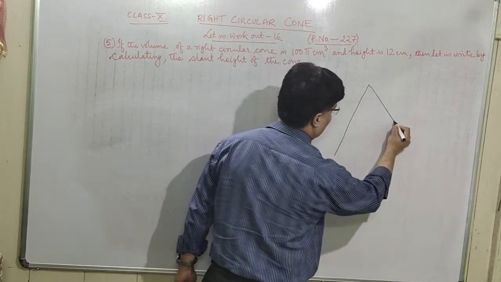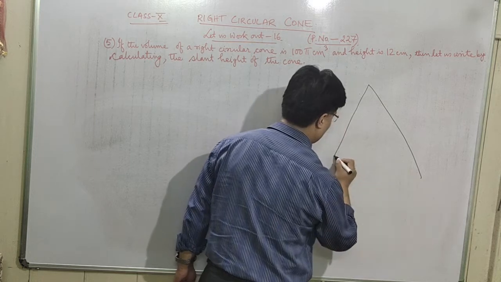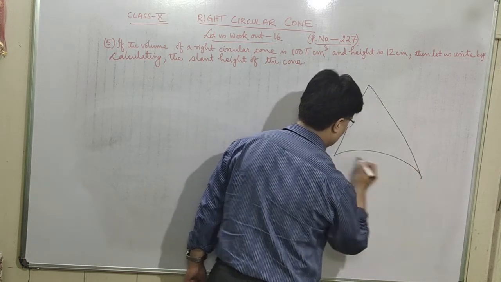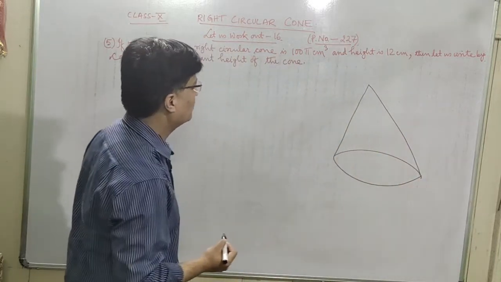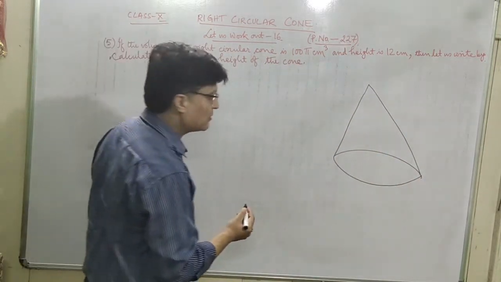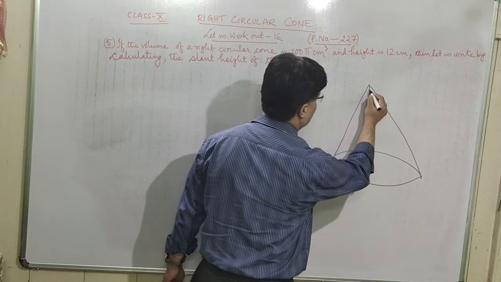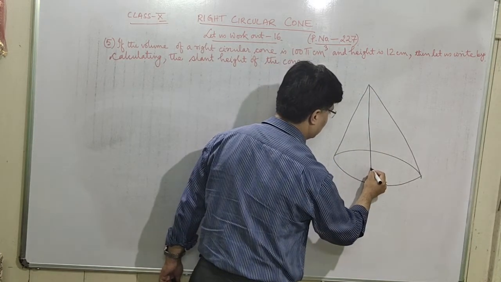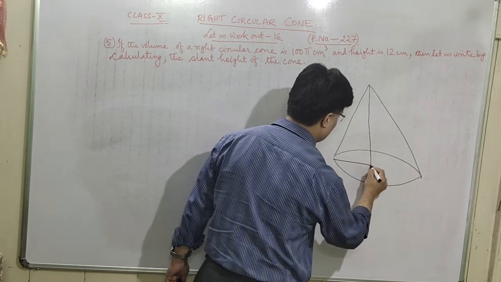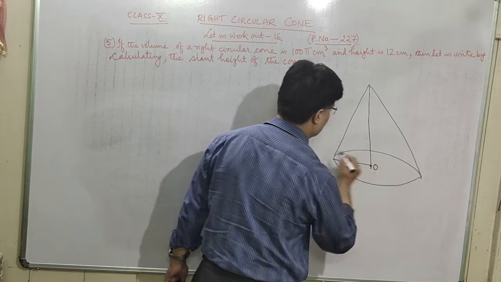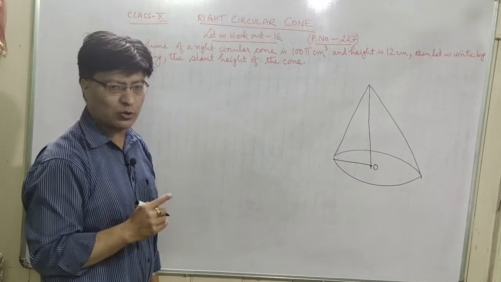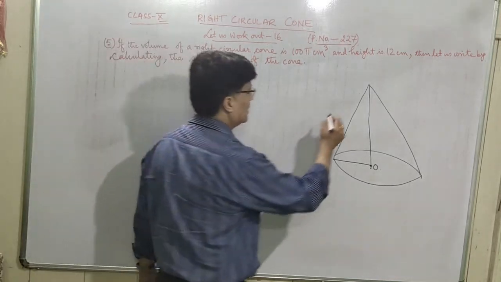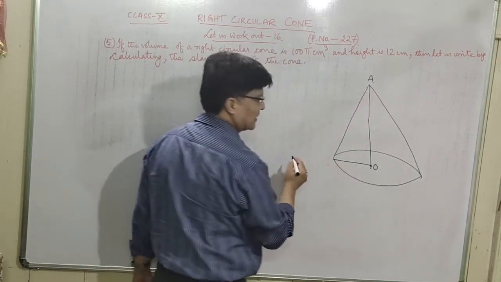So you can draw a cone, okay? So this is the cone out here. So this is a cone, right? So what is the height of the cone? Height of the cone is 12 centimeter. So this is the radius of the base of the cone. This is the center of the base. This O is the center of the circular base, and this AO is the height.